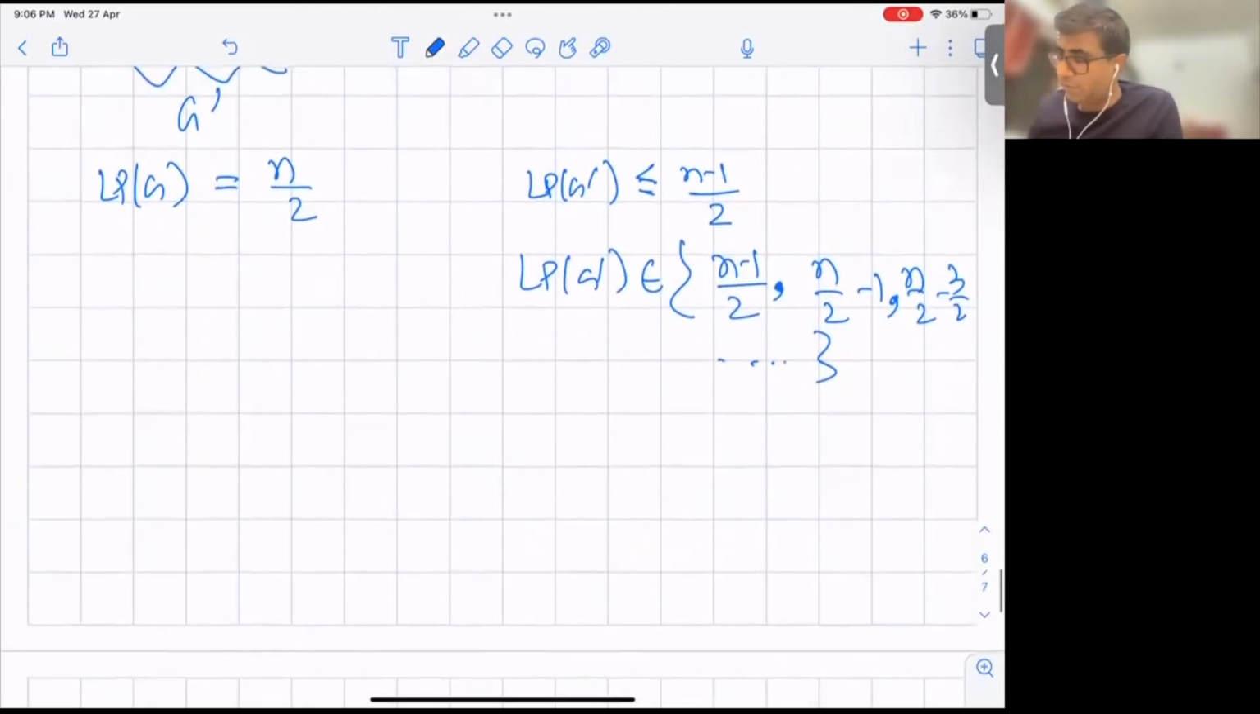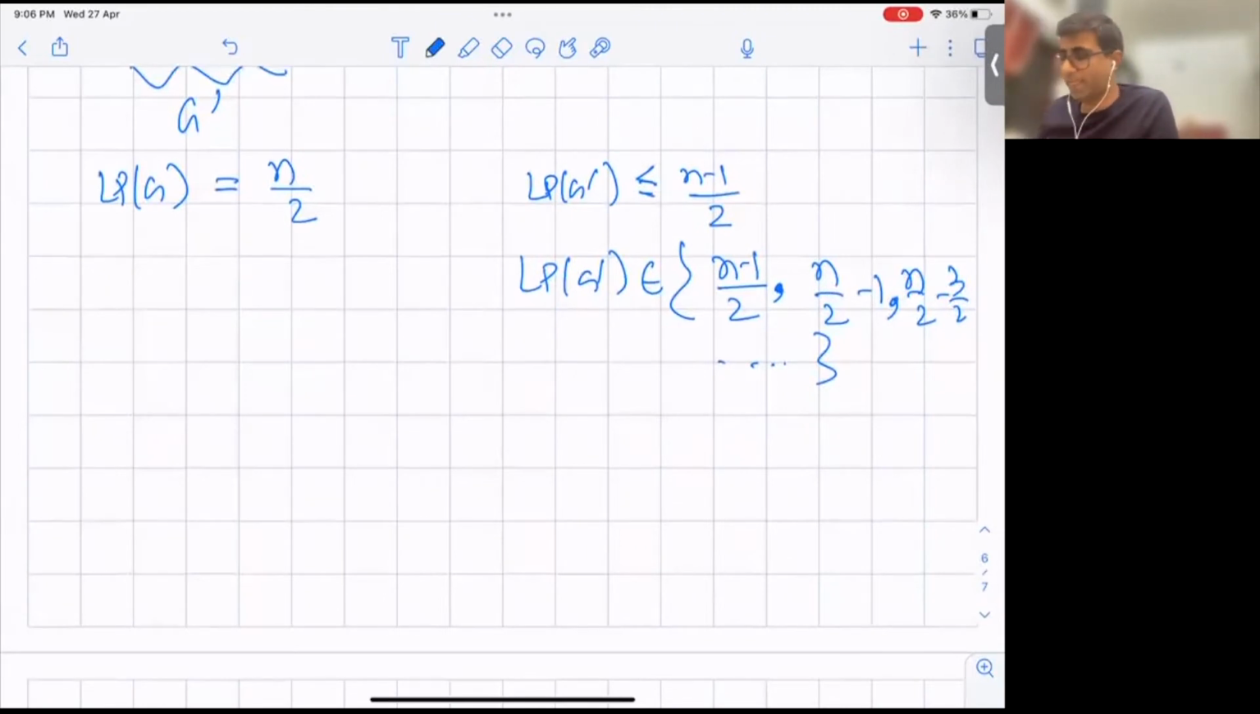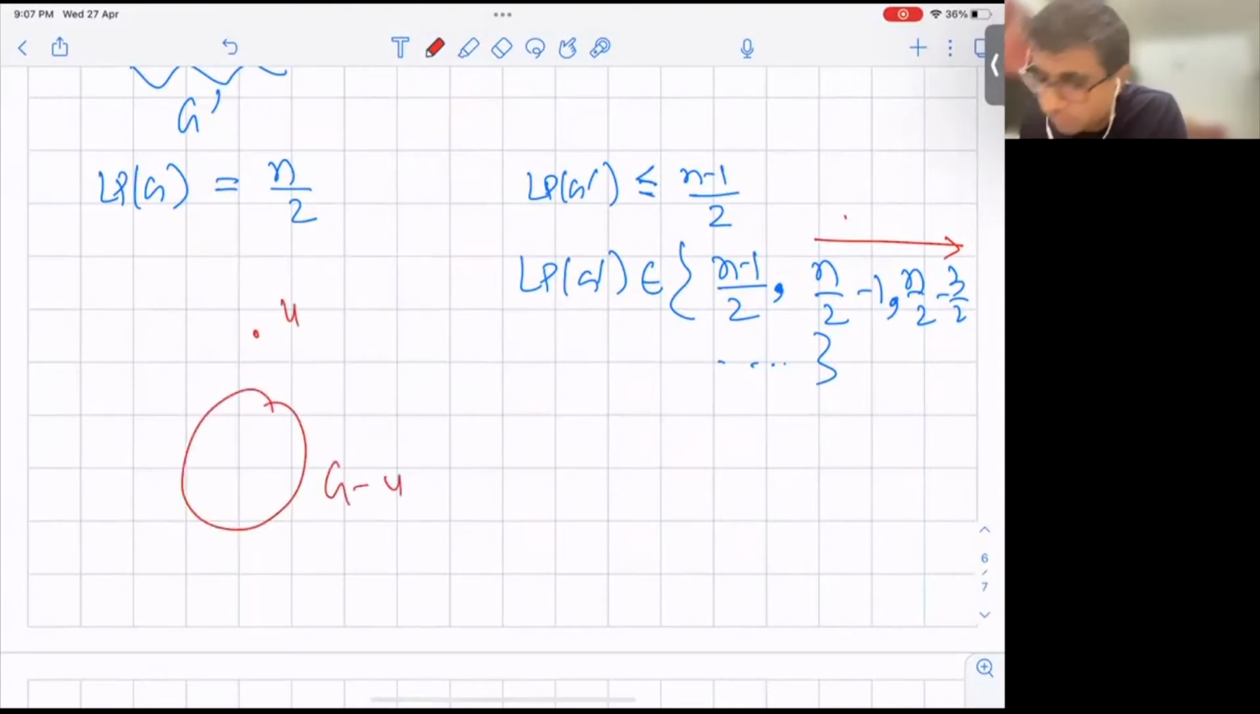So how did we argue? We said, look, first let's make sure that these cannot happen. Why? Because we want to say, if this happens, we can do something interesting. So if this happens, what is the graph? This is your U and this is your G minus U.